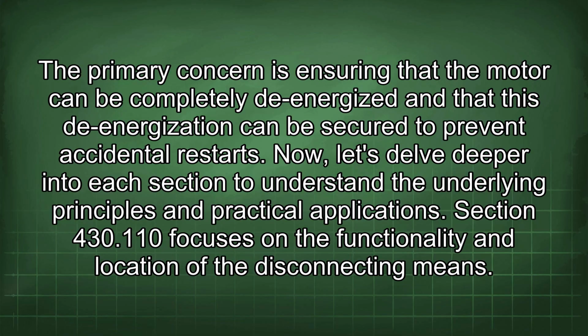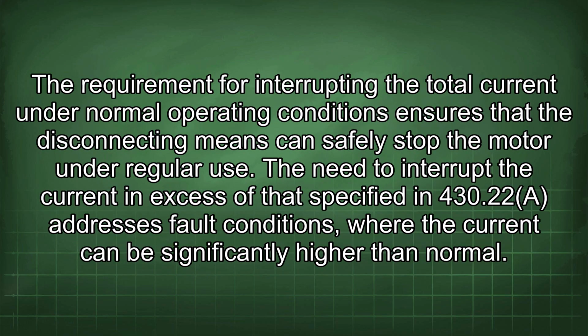Section 430.110 focuses on the functionality and location of the disconnecting means. The requirement for interrupting the total current under normal operating conditions ensures that the disconnecting means can safely stop the motor under regular use. The need to interrupt the current in excess of that specified in 430.22 addresses fault conditions, where the current can be significantly higher than normal.